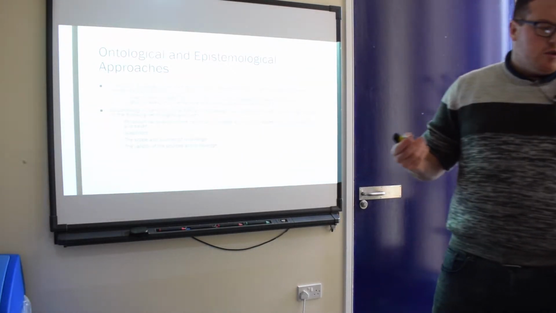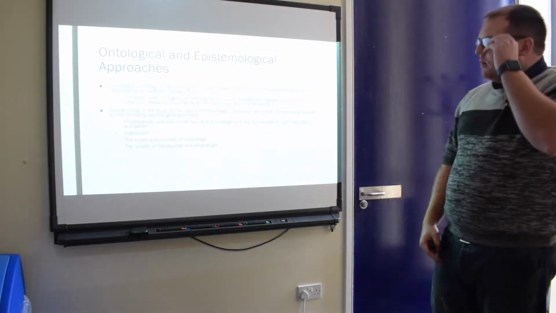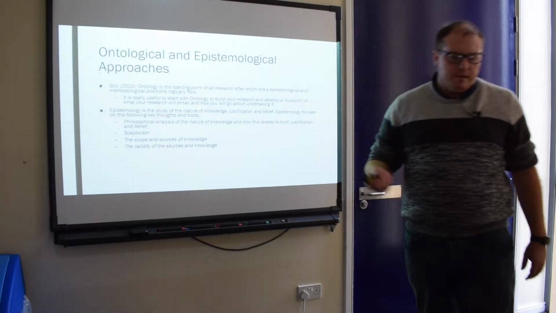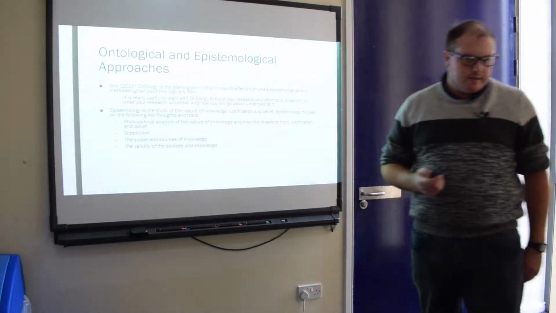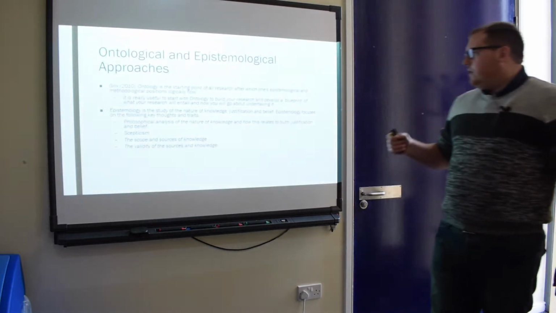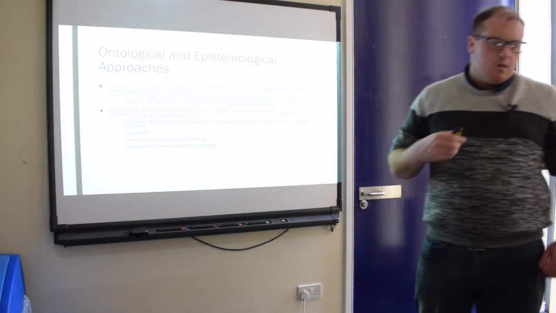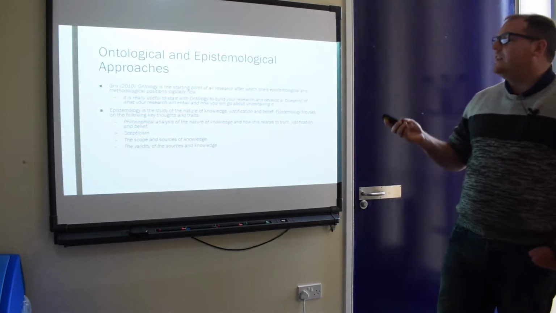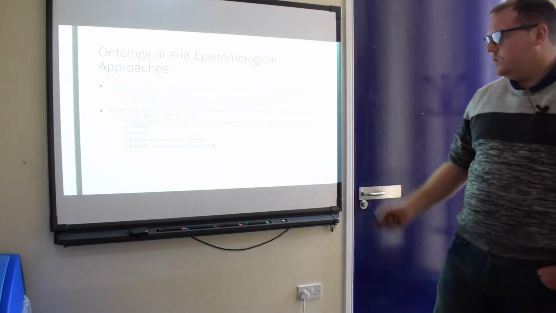Once you've understood your ontological approach, your ontological position, you can then look at your epistemological approach. So epistemology is the study of the nature of knowledge, justification and belief. Epistemology focuses on the following key points and traits. There is a philosophical analysis of the nature of knowledge and how this relates to truth, justification and belief. There is a skepticism, the scope of sources of knowledge, and the validity of sources and knowledge. Is it valid? Is it useful?